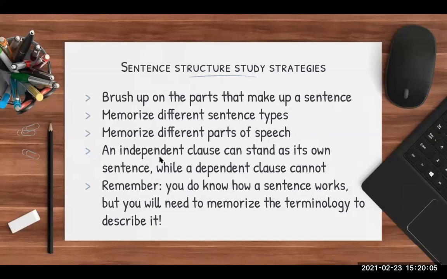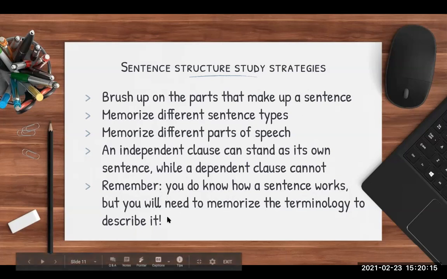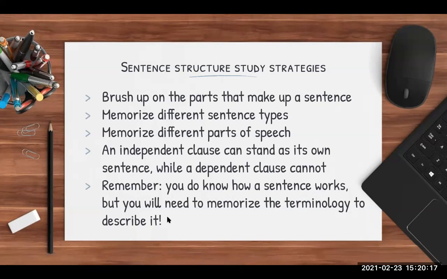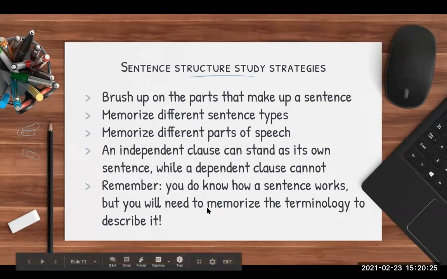You always want to remember that an independent clause can stand as its own sentence, while a dependent clause cannot. And remember, you do know how a sentence works already, but you do need to memorize the terminology to describe it. So even if you go into this thinking, yes, I know how to structure a sentence, you probably want to brush up on the specific grammar terminology used on the test before you take it.